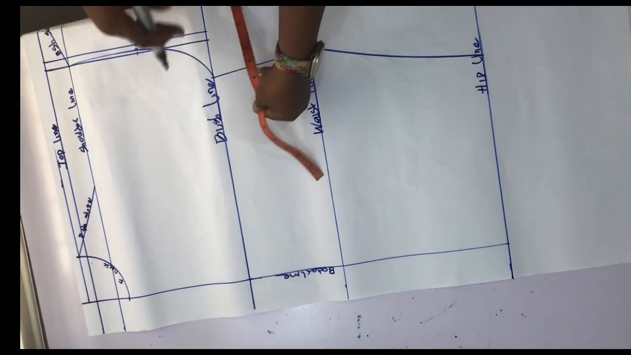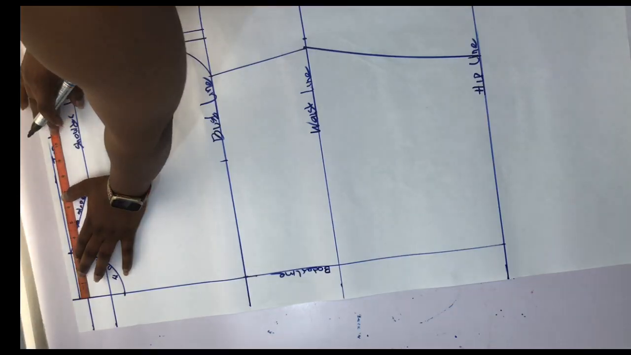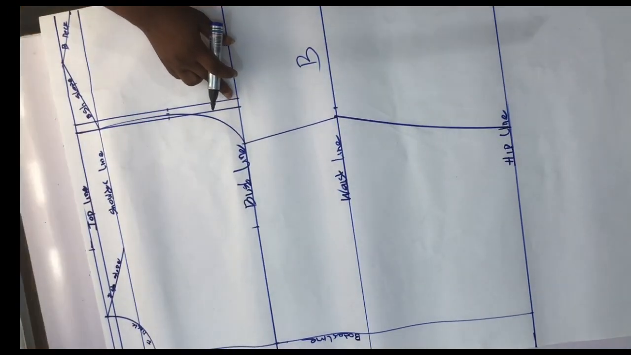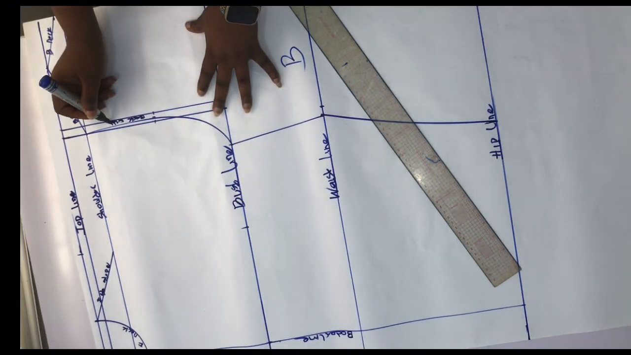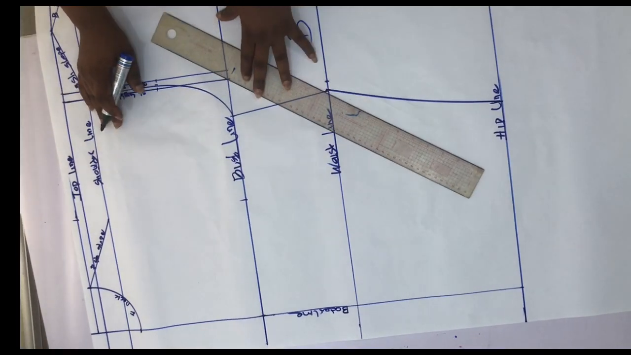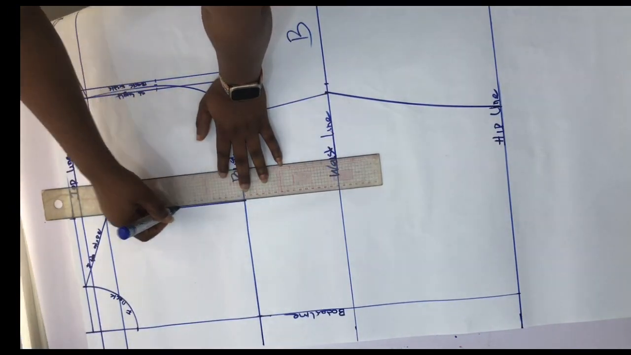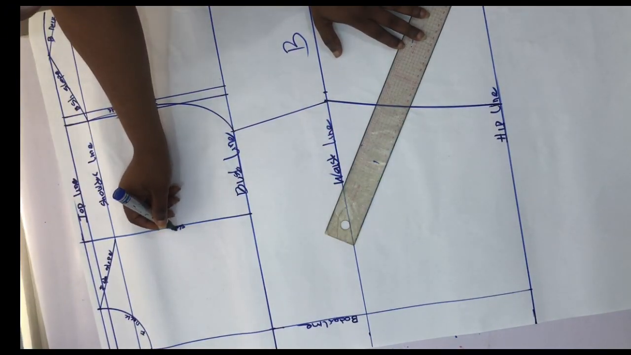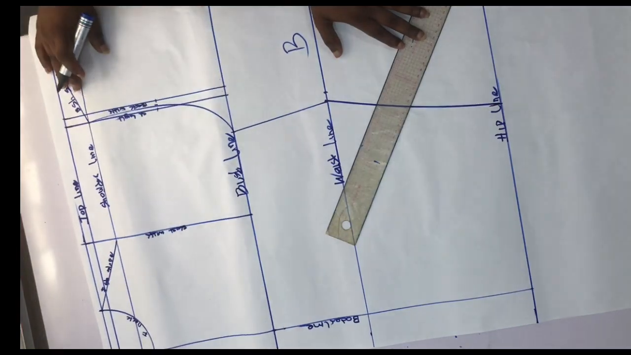So after getting our shoulder slope, I'm going to go ahead and measure my chest width. To get my chest width, I'll be dividing it by 2. My chest width is 15, and dividing it by 2 gives 7.5. Then I'm going to measure it on the bust line, just like I did for the back width, and on the shoulder, on the new top line. Then I'm going to connect it and label it the same.